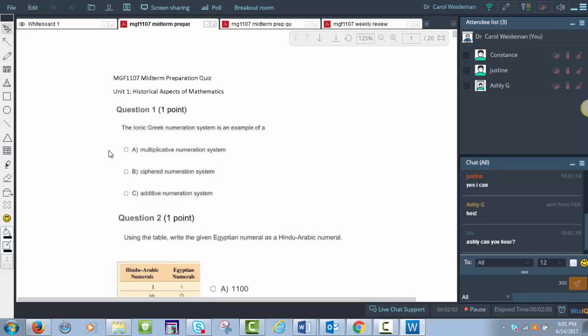So question number 1, there are some definition questions on here. The first question says, the Ionic Greek numeration system is an example of which type of system? Multiplicative, additive, or ciphered? Anybody know that one? What kind of a system is that one? Remember, we learned about all these different systems in Unit 1. Anybody want to try that? Is it multiplicative, ciphered, or additive?